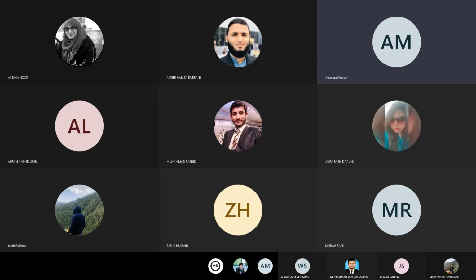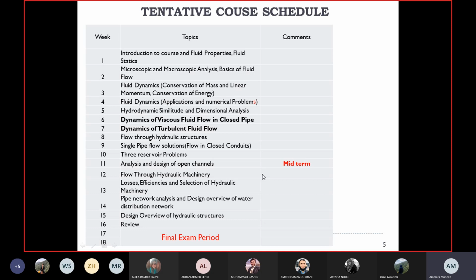Two midterms, then you'll be taking two midterm examinations. So the midterm would be as usual after the 6th week, and the other midterm would be after the 12th week, if the instructions come that two midterms will be taken.